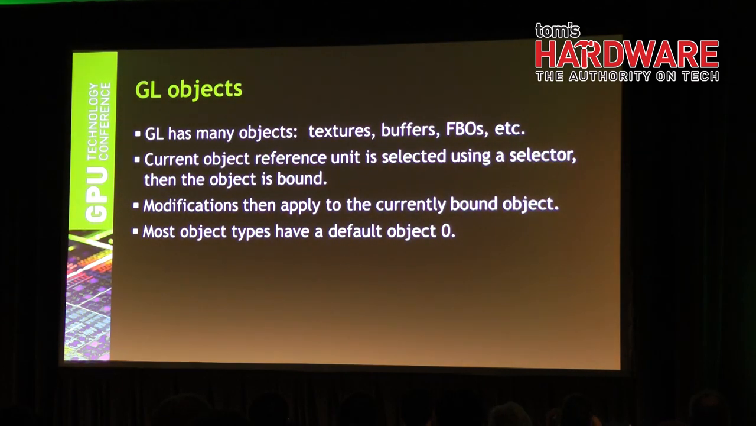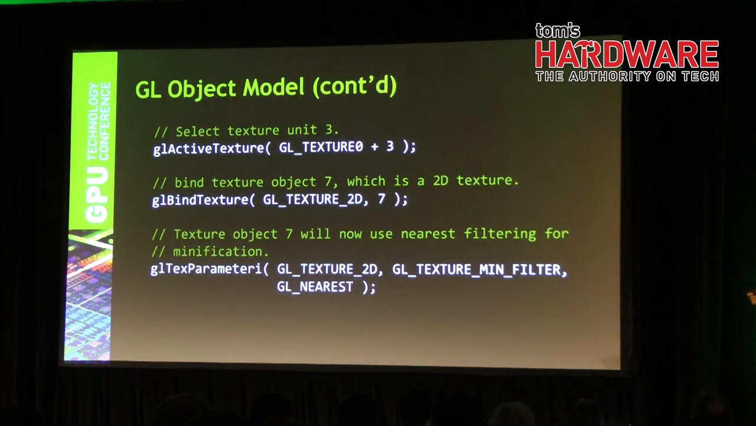So, talking about objects a little bit more in GL. It has lots of different sorts of objects: textures, buffers, and frame buffer objects, which are used to do render to texture. The way it tends to work is that the current object reference is selected using some sort of selection function, and then the object is bound. We'll look at a code sample that will make this a little clearer. Then when you make calls, they apply to whatever the currently bound object is. Objects tend to have a default null object that's zero, which you're not allowed to change.